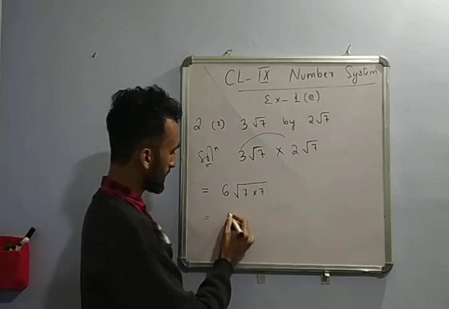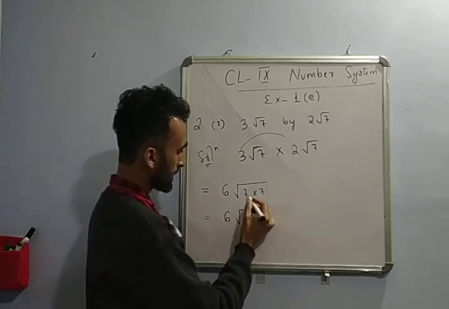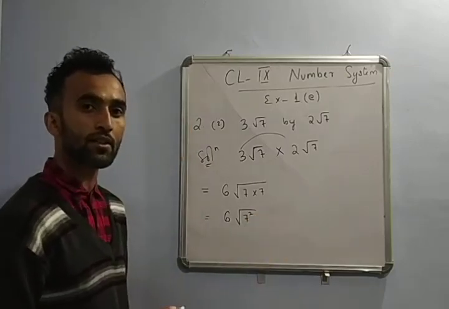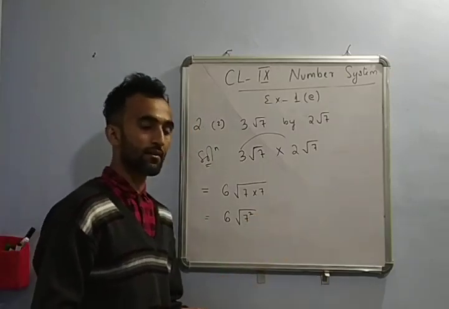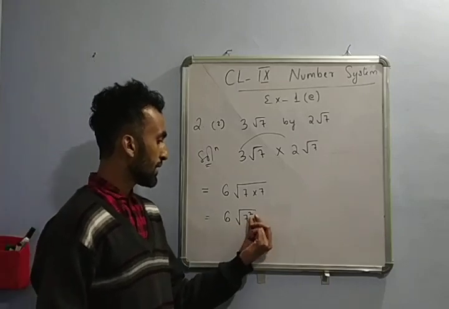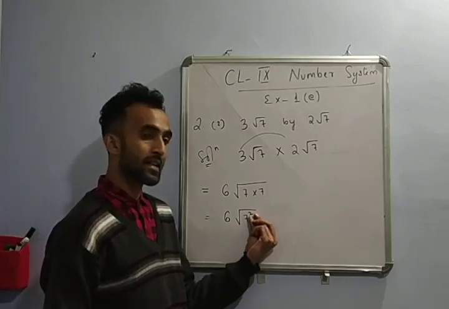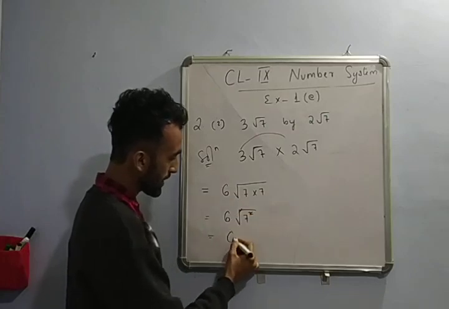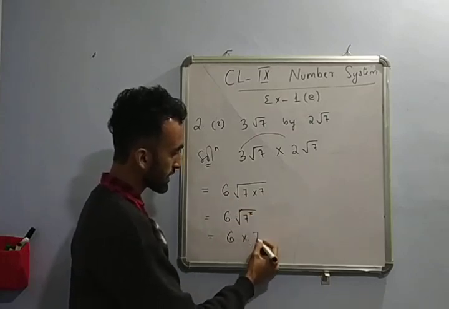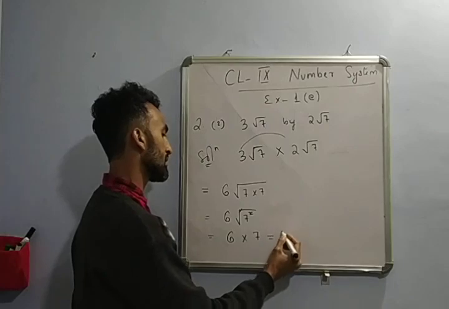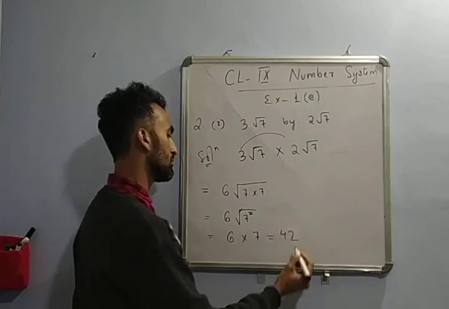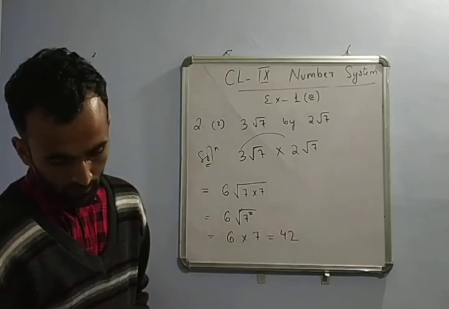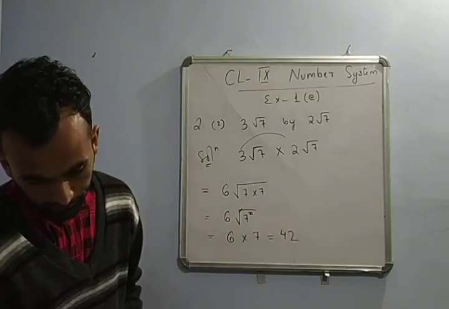Now what happens here? 6. Now I can write 7 square. 7 into 7 is 7 square. I don't write 49, it is 7 square. Now check that this is square root and 7 has a pair. Now square and square root get cancelled. Ultimately what are we left with? 6 into 7. Inside 7 is left. So this becomes 42. 6 7s are 42. So this is the answer. Now I'll do next question.